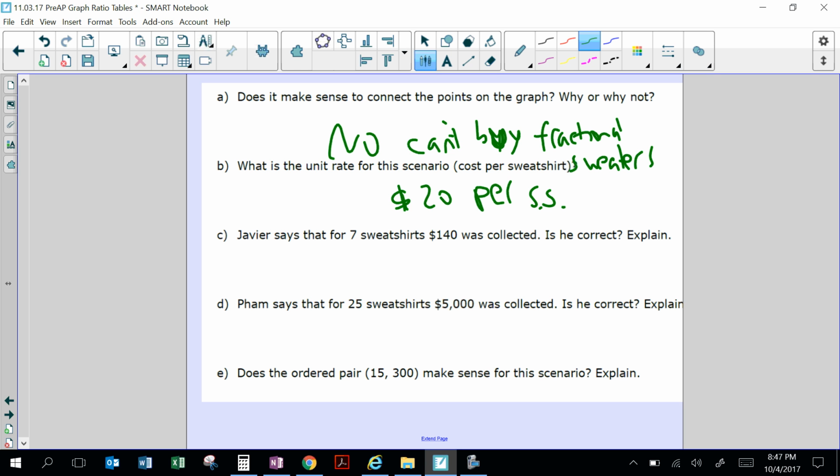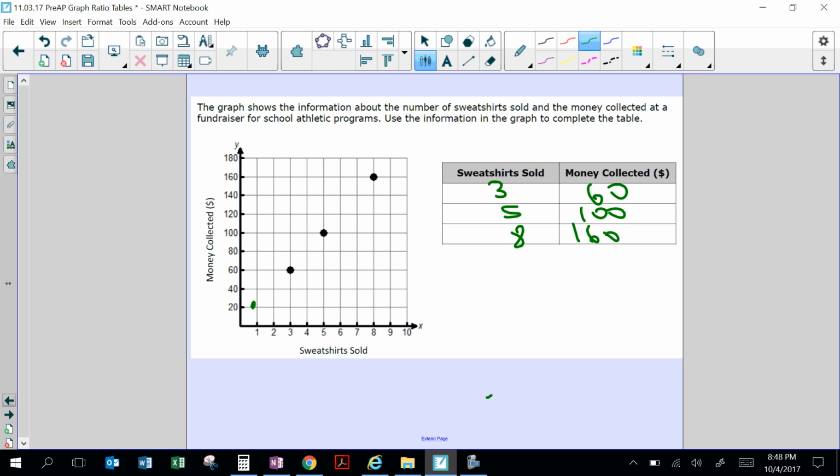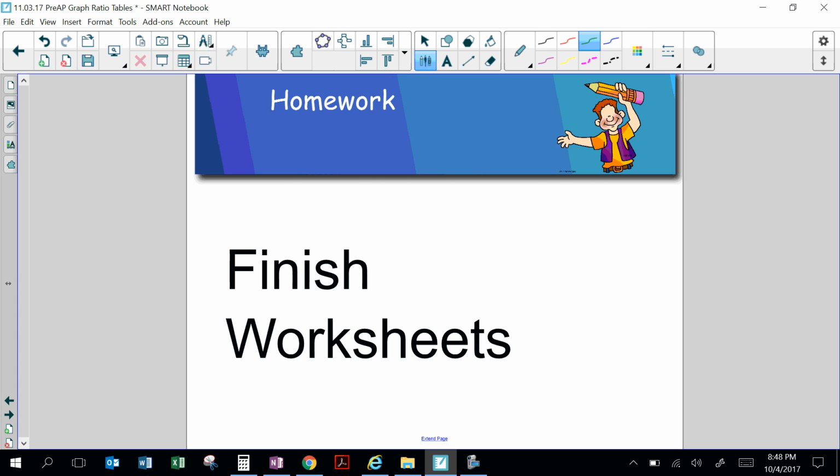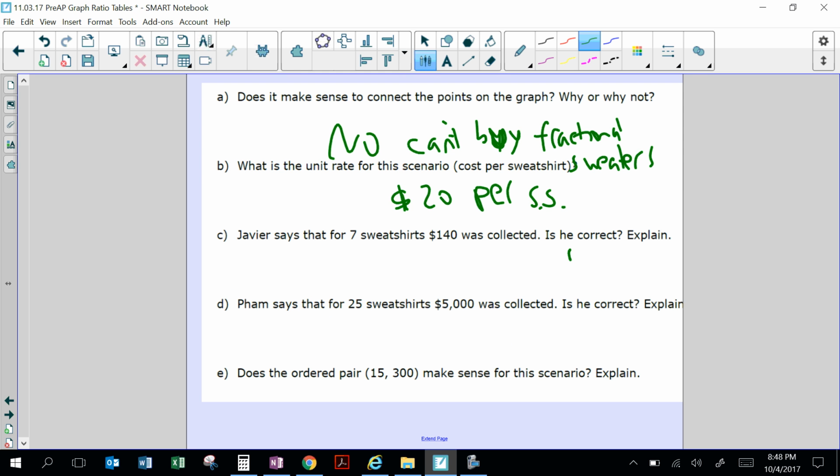Javier says that 7 sweatshirts cost $140. Was he correct? Let's look at the graph to see if his prediction is correct. 7 sweatshirts cost $140. I believe he's going to be correct. Is he correct? Yes. If you look at the table or graph, you'll see it. Another way to do it is proportion. One sweatshirt costs $20. 7 sweatshirts, times 7 scale factor, $140.